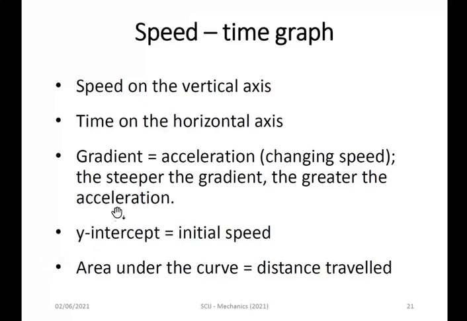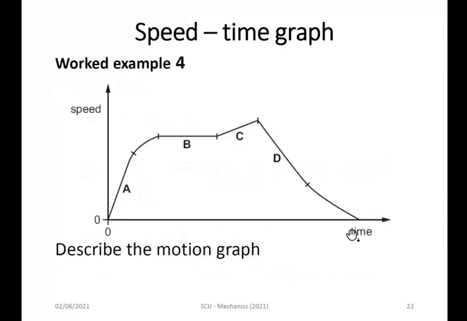I only need to mention that the y-intercept will represent the initial speed, and then the area under the curve will represent the total distance traveled. Let's see how we can put this into practice. Now, this is a speed time graph for us here to interpret. It has about four different sections, but we are going to talk about everything here.